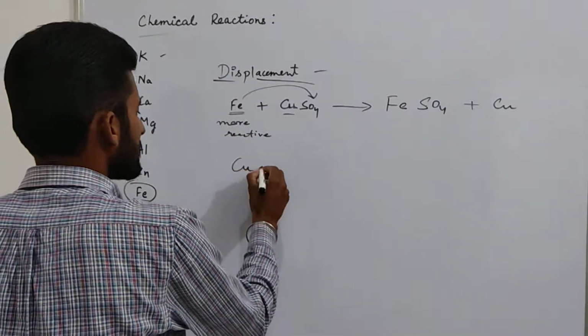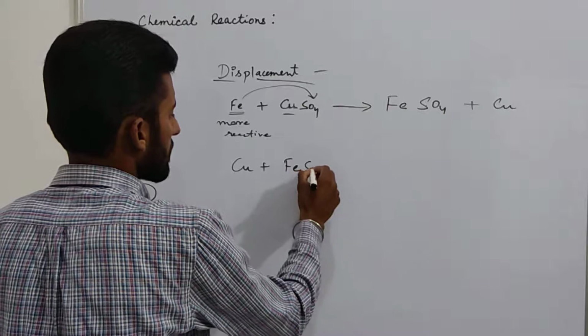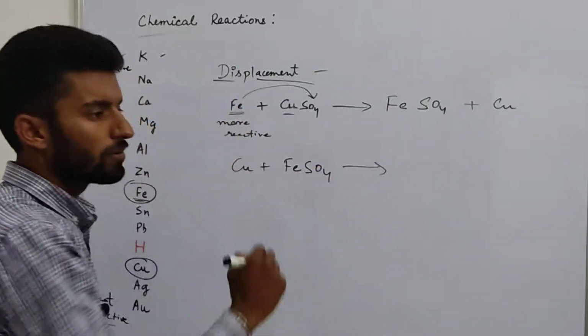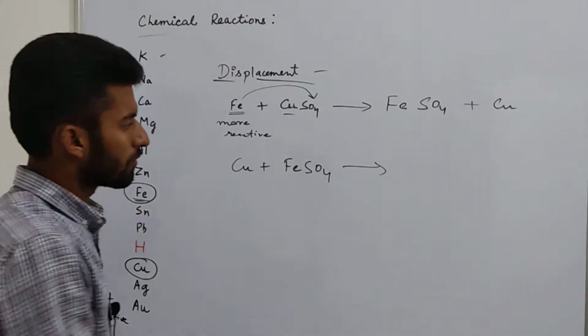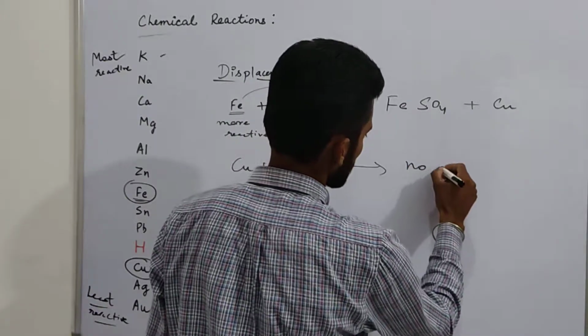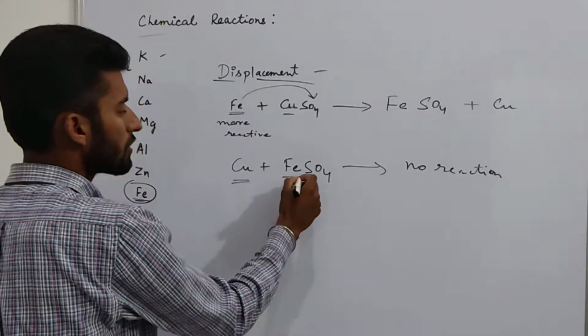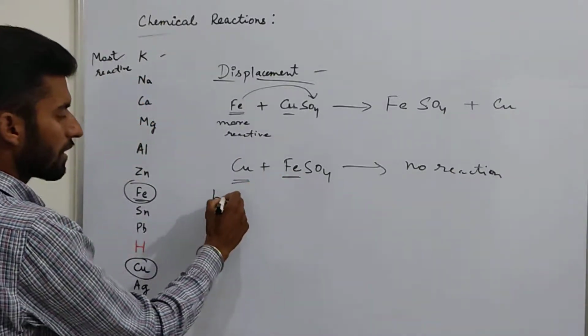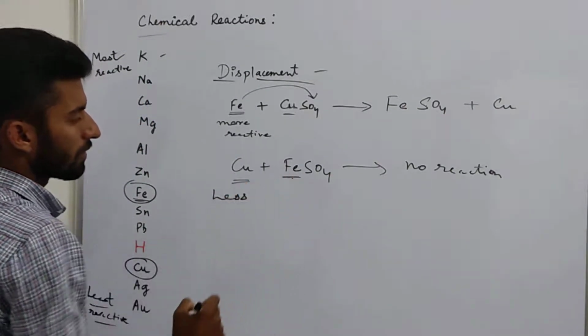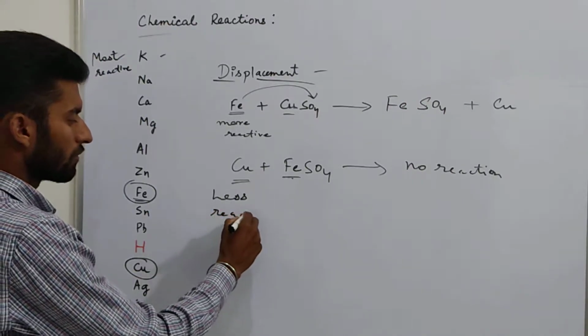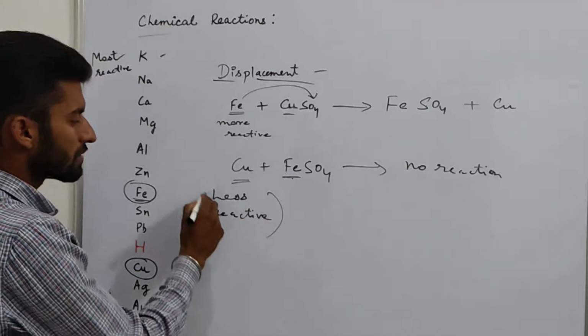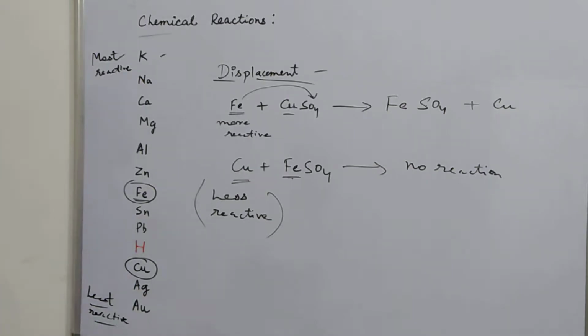Similarly, if copper is added to iron sulfate solution, no reaction takes place. Why? Because copper cannot displace the iron. Copper is less reactive than iron. So only the more reactive elements can displace the less reactive elements.